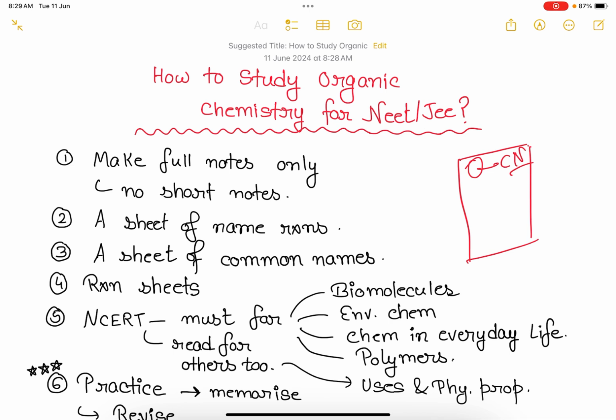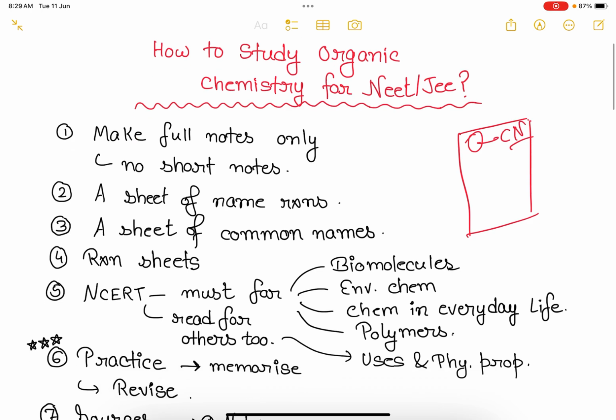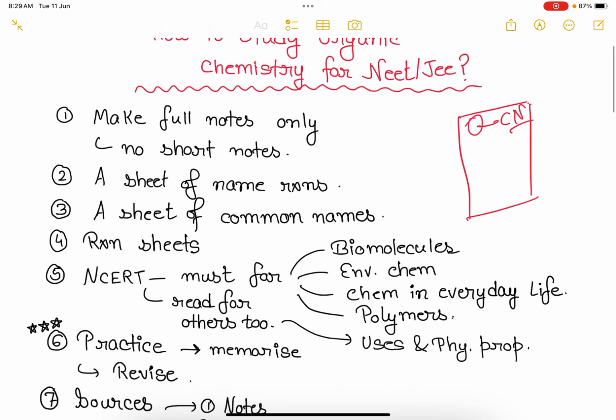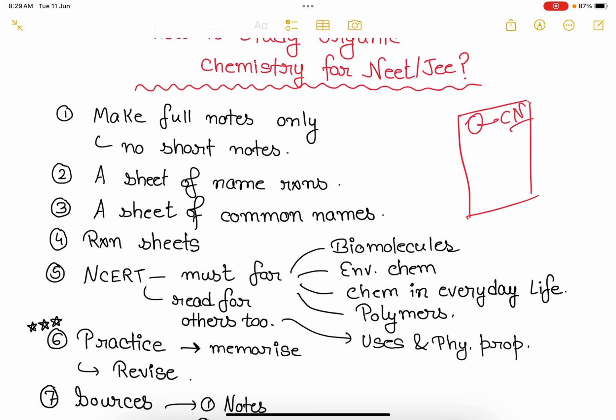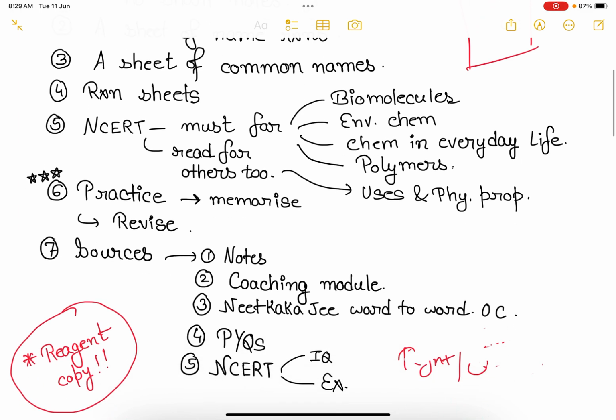This reaction sheet should be many, so you have to make it, because this is important. This will help you to remember and revise the entire organic chemistry in just these pages. So this will actually be your short notes, but these are not short notes, but this will become your short notes, because this is the short note for organic chemistry, the reaction copy. Next, talking about NCERT.